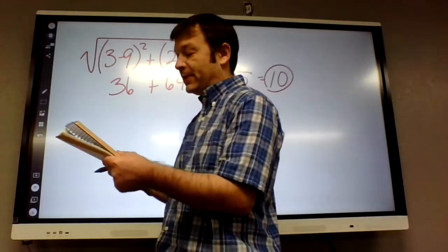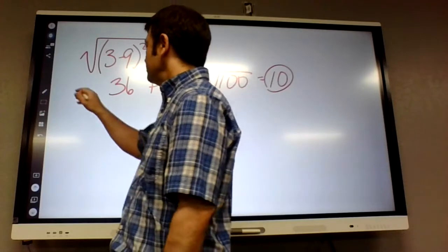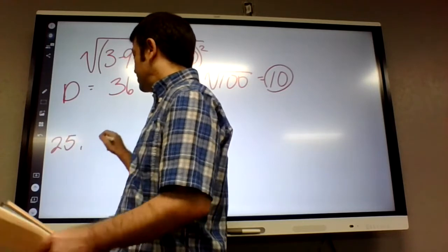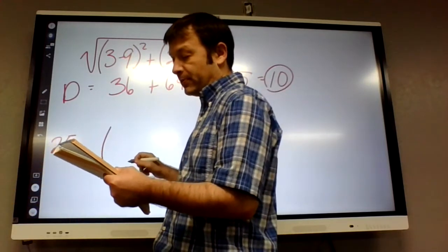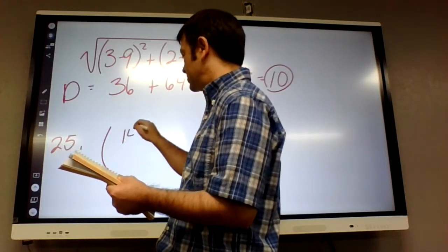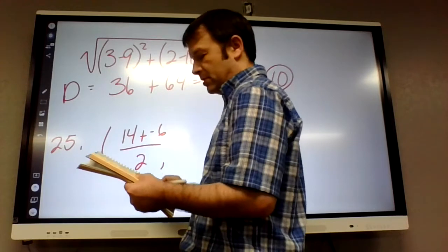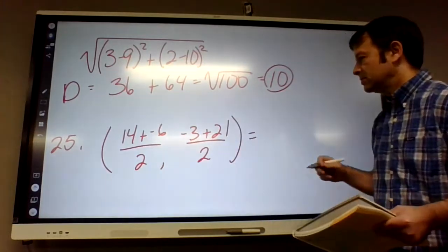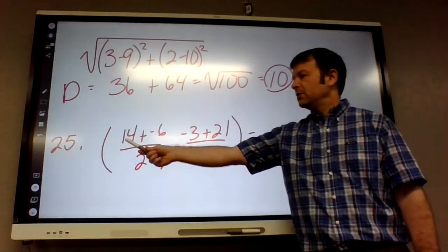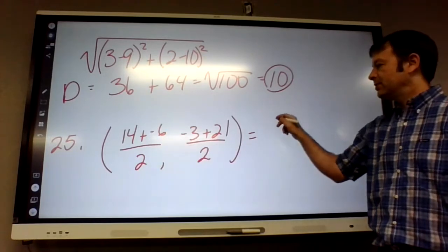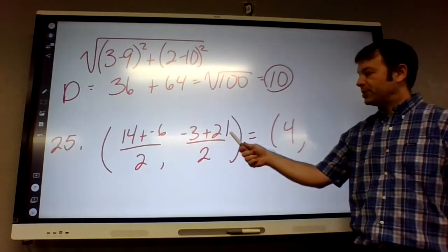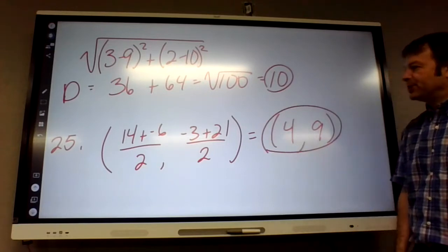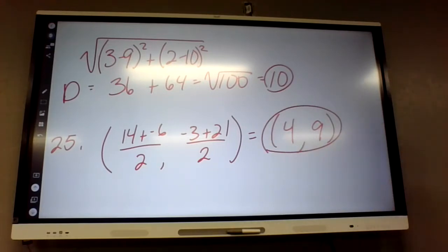25 says find the midpoint. So that's the average one. So you do x plus x over 2, comma y plus y over 2. x plus x would be 14 plus negative 6, comma y plus y, negative 3 plus 21. 14 plus negative 6 is 8, over 2. Negative 3 plus 21 is 18, over 2. That is the midpoint: two separate numbers, an x and y coordinate.